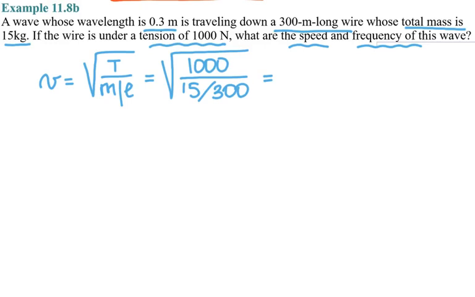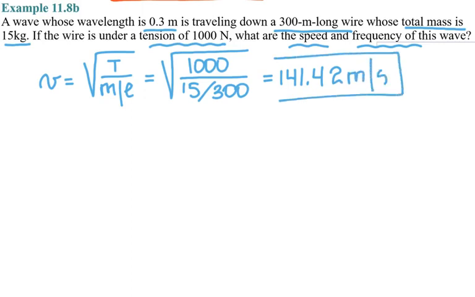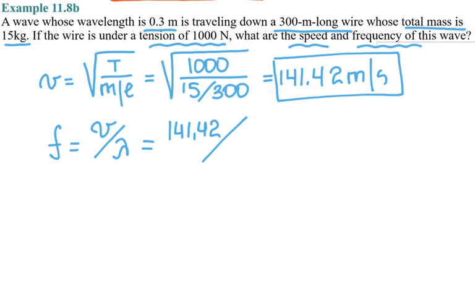That gives me 141.42 meters per second. And so I found the speed, but now the frequency. The frequency is going to be the velocity over the wavelength. Velocity is 141.42, and the wavelength is 0.3, and that is equal to 471.4 hertz.